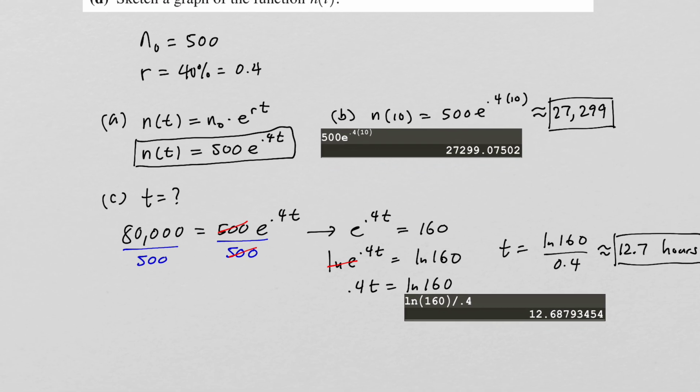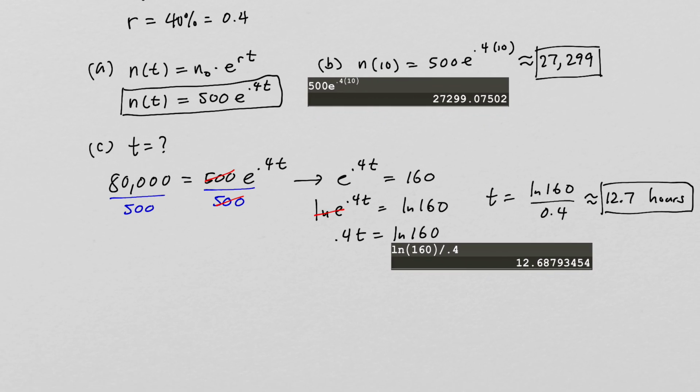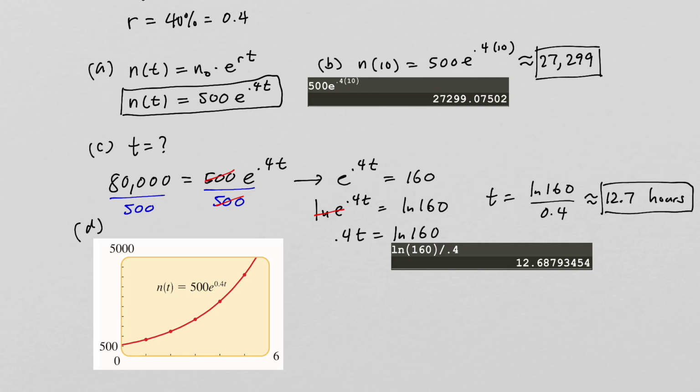And finally, we just want to sketch a graph of this function. So you can see in the graph here, we have our initial bacteria, which is 500, and it increases very rapidly.